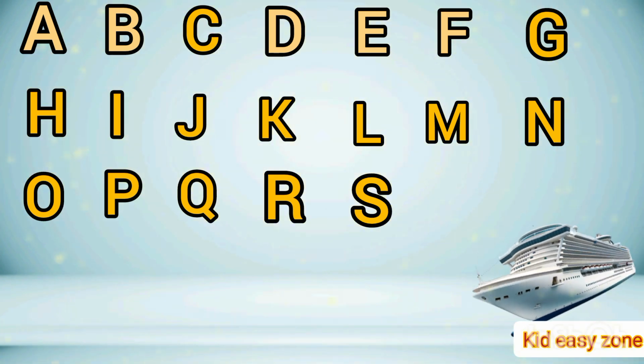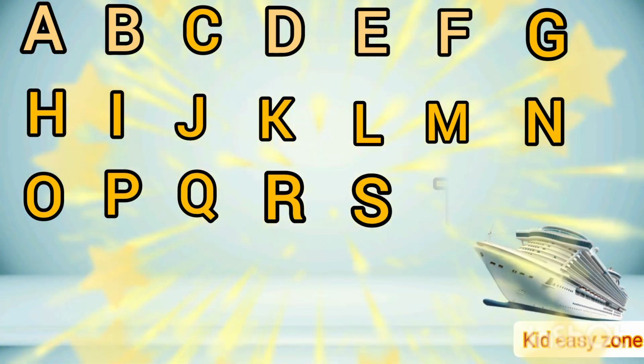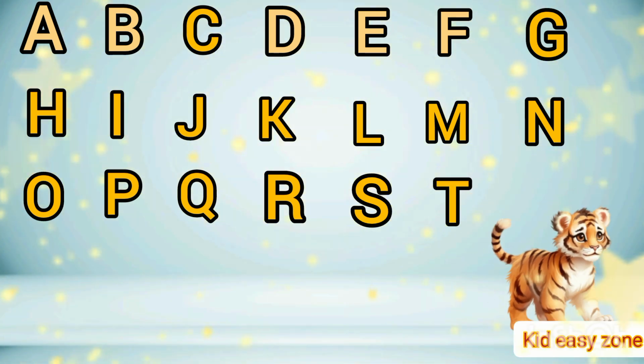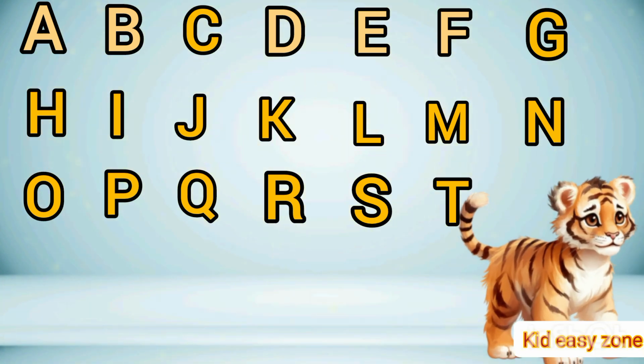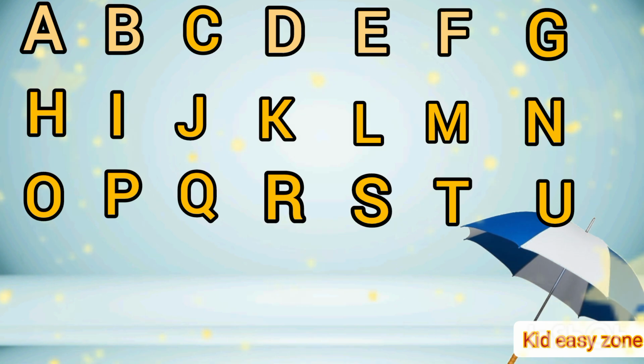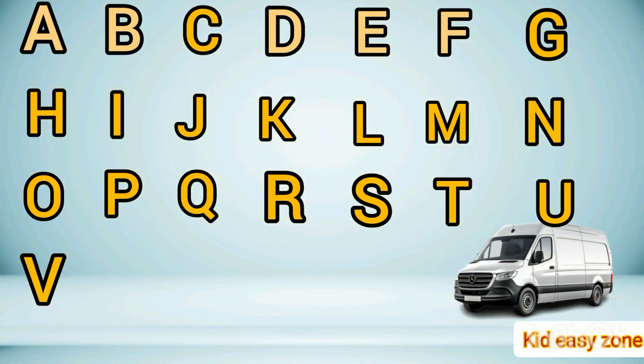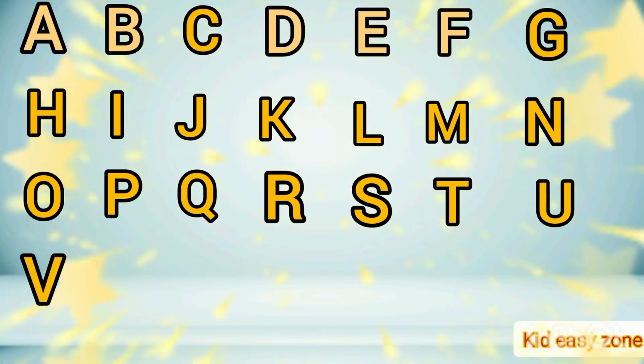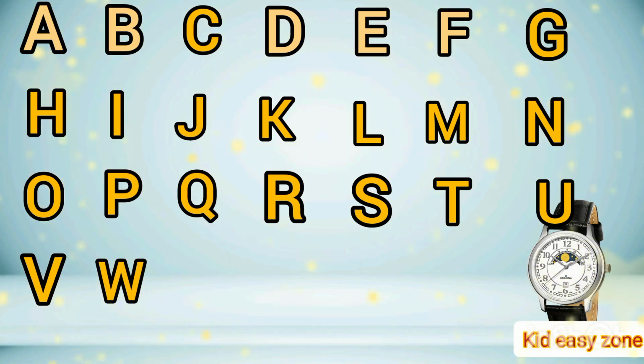S. S is for ship. T. T is for tiger. U. U is for umbrella. V. V is for van. W. W is for watch.